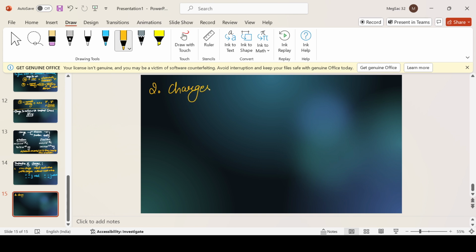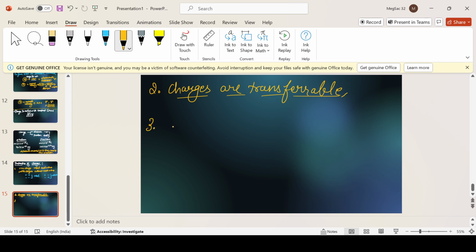Next, second property. Charges are transferable. That means you can transfer the charge from one body to another body. This much only you have to keep in your mind, because it's not in your syllabus. So just keep in mind that charges are transferable.